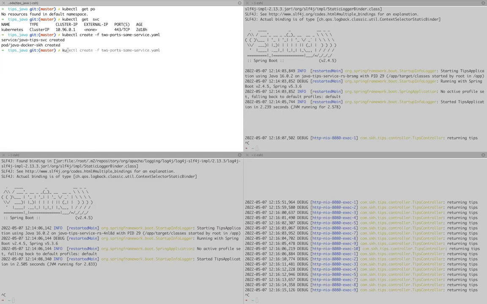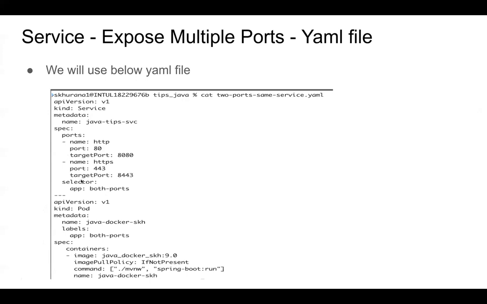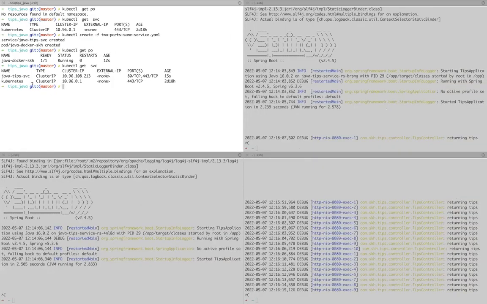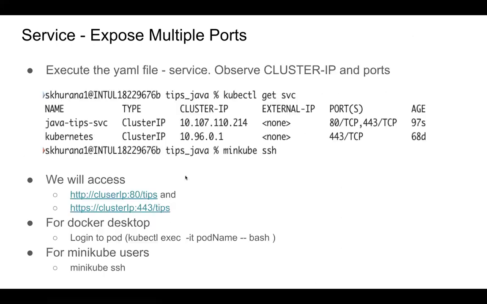So now kubectl get pod. Now it's running, and I can see kubectl get service. This is the cluster IP of the service. Correct. So we are able to create this. Now it opens two ports, HTTP and HTTPS. And you can see this port visible through this also. When I do get service, this service has two ports, 80 and 443. The selector we already discussed. So we created this also.